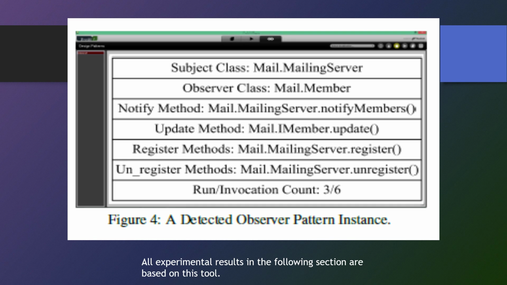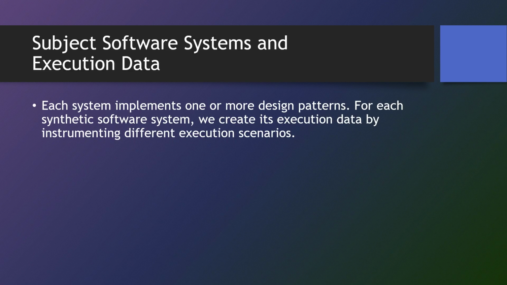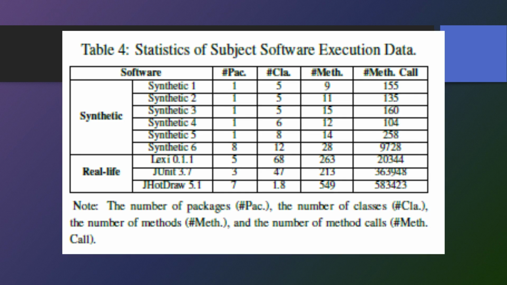The detected observer patterns. This one is the empirical evaluation. Subject software systems and execution data. Each system implements one or more design patterns. For each specific software system, we create its execution data by instrumenting different execution scenarios. As you can see, this is Table 4, statistics of subject software execution data. So there are statistics for the systems, using real-life software.